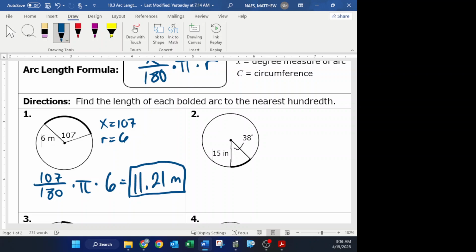All right. So take a minute and try number 2. It's pretty much done the same exact way. So I'll give you a minute.